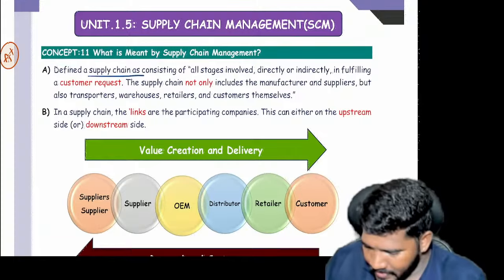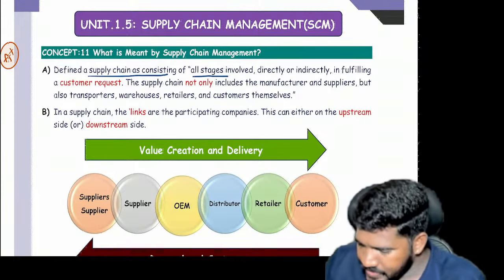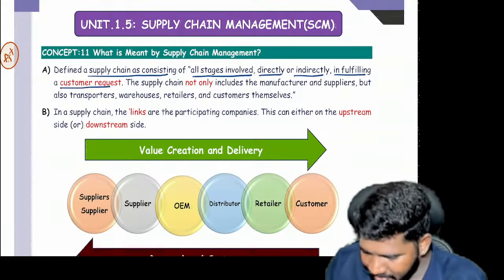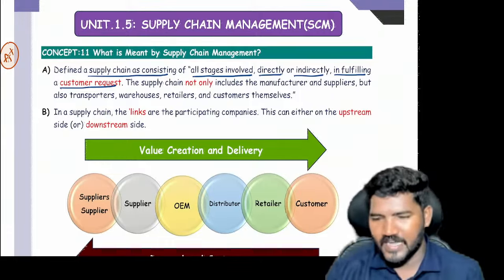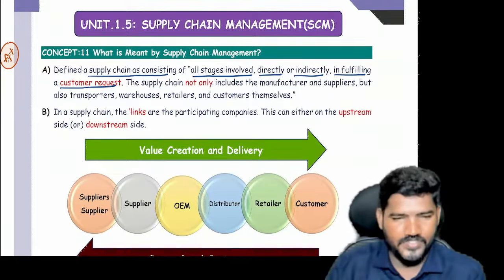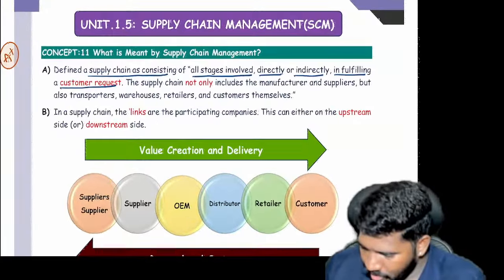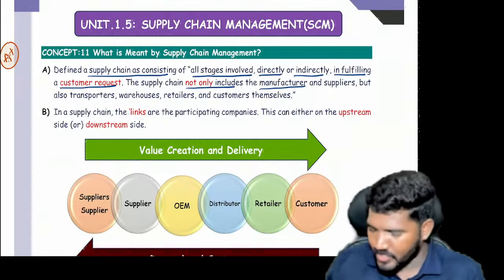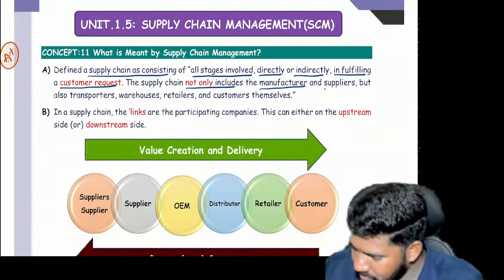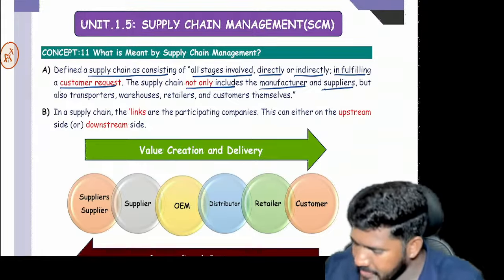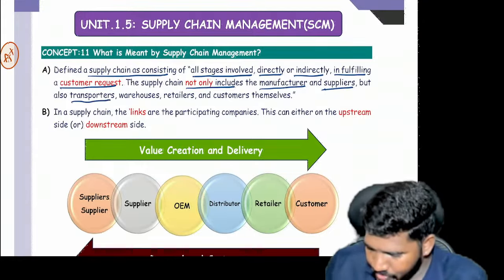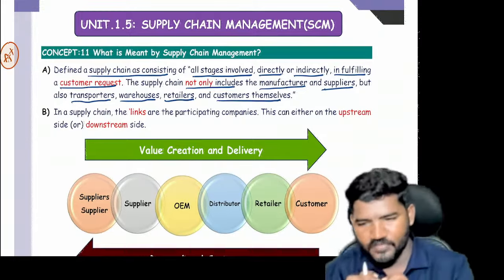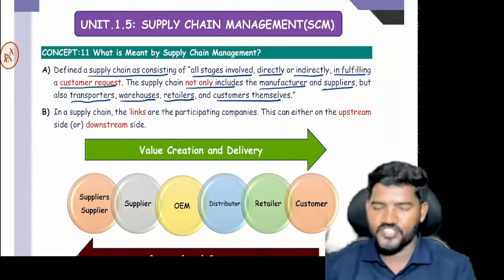The supply chain consists of all stages involved, directly or indirectly, in fulfilling the customer request. So the customer need is nothing but a request. The supply chain not only includes the manufacturer and suppliers, but also transporters, warehouses, retailers, and customers themselves. The linkage of all these parties is known as the supply chain.